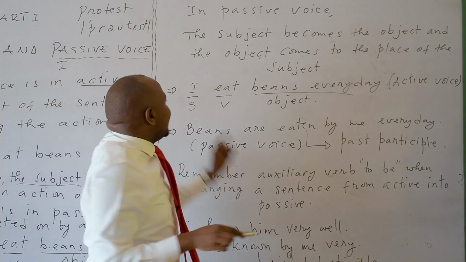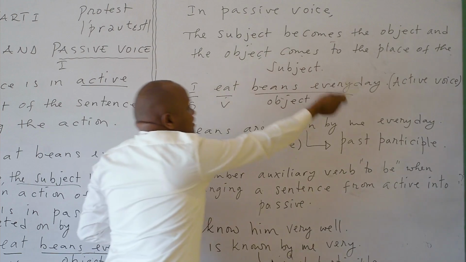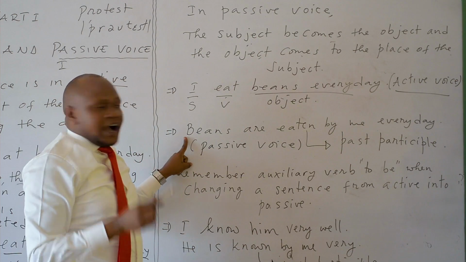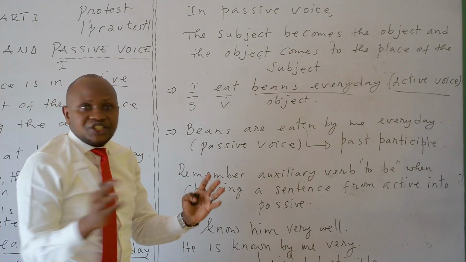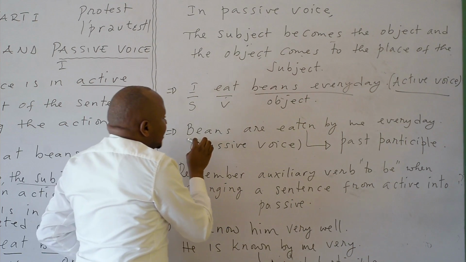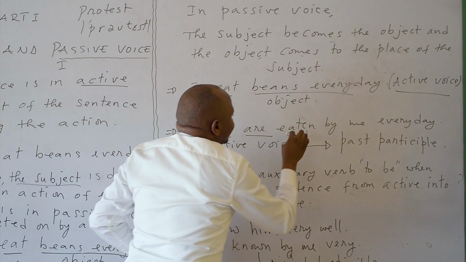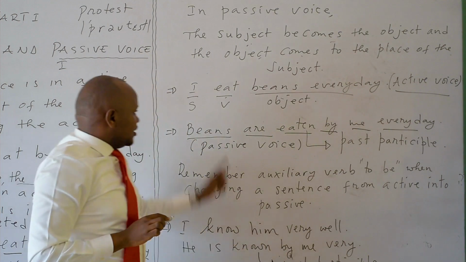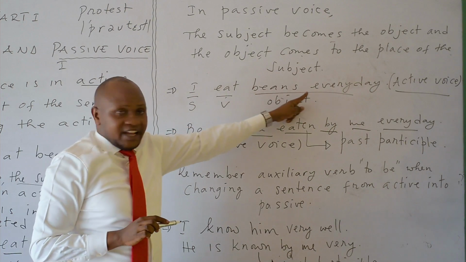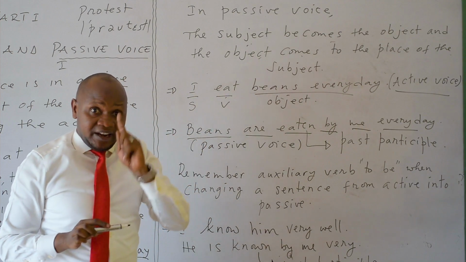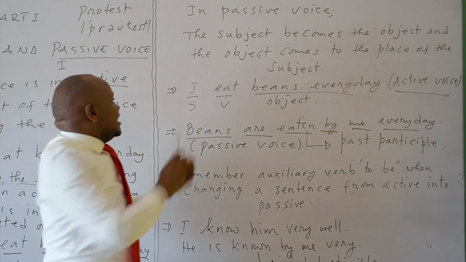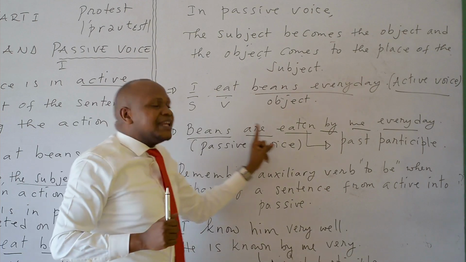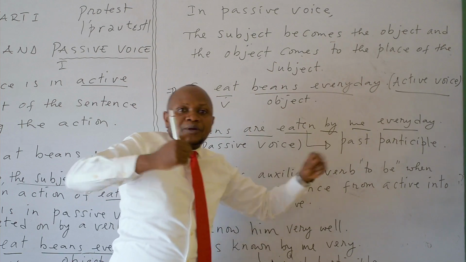That is it. Then here, I eat beans every day. This is active voice. Then you are going to see how things are going to change. Here we are going to say, beans are eaten by me every day. What was "I eat beans every day" changes into "beans are eaten by me every day".